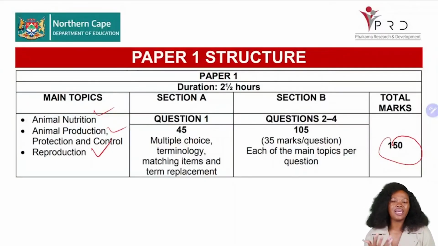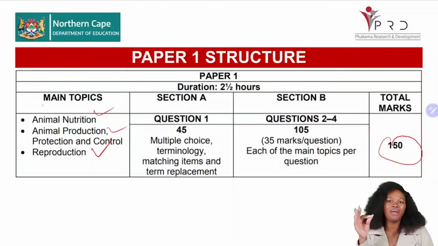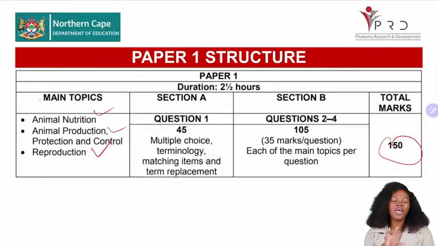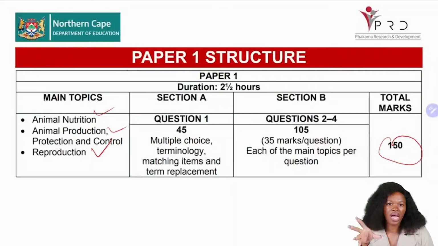Please take note that animal genetics is done in term 2, but it will not be part of your examination or part of your junior examination. So the concepts that you will be tested on are based on the following topics: animal nutrition, production, protection and control, and animal reproduction.